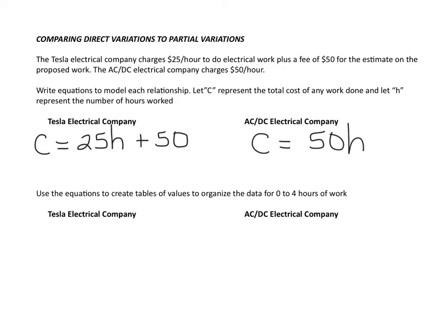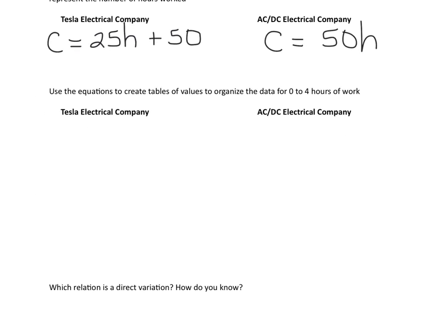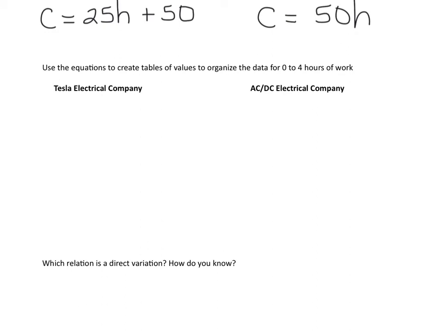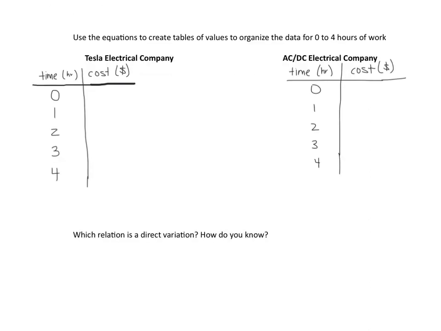So now that we have our equations, we can go ahead and create tables of values to organize the data for 0 to 4 hours of work. So they only want to see data points or numbers ranging from 0 to 4 hours of work. We don't have to go beyond that. So I'm going to go ahead and just set up my tables, and then we'll talk about how to fill them in.